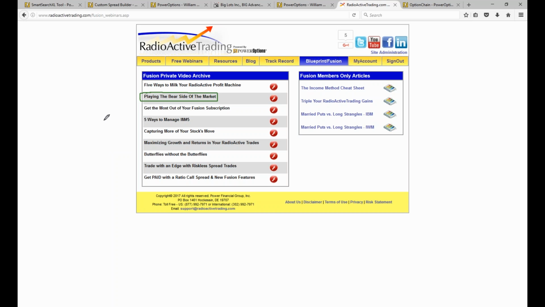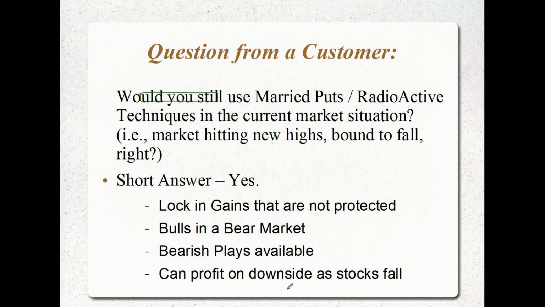So that is the main reason why, of course, I would look at it in that way. And then, of course, I also mentioned that you can profit on the downside as stocks fall. We showed income method number 12. I could do a different adjustment that would maybe do that also, okay?